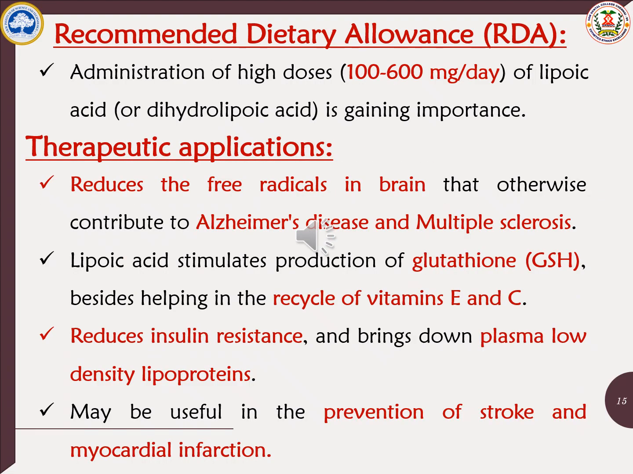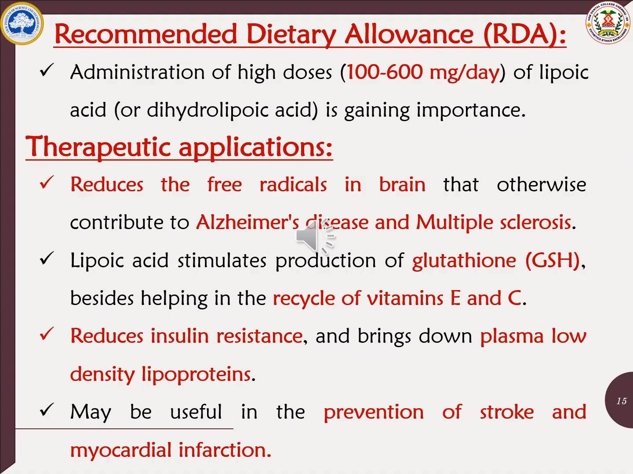When we come to the recommended dietary allowance of lipoic acid, the administration of a high dose, that is 100 to 600 milligrams per day, is gaining more importance because lipoic acid plays a major role in therapeutic applications. It is found to reduce free radical generation in various organs including the brain, because free radicals play a major role in diseases such as Alzheimer's disease and multiple sclerosis. So lipoic acid administration can reduce free radical generation, in turn reducing disease conditions such as Alzheimer's disease and multiple sclerosis. The free radical generation is reduced by increasing the antioxidant status.